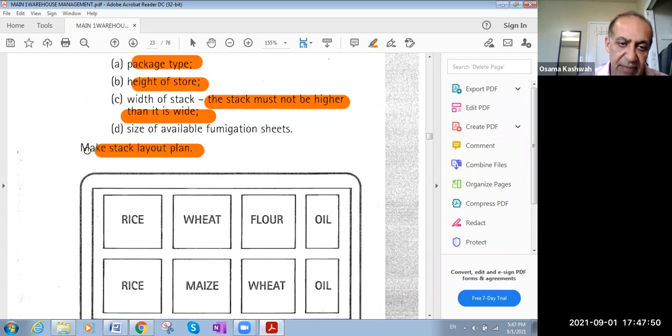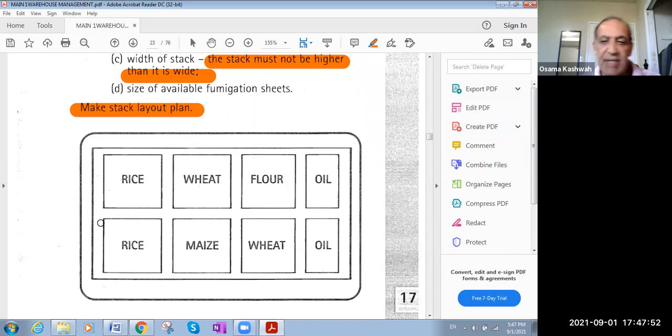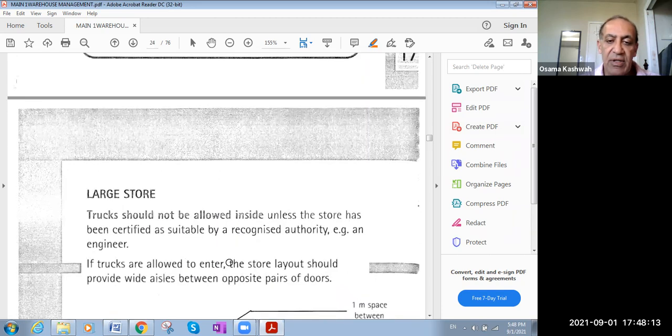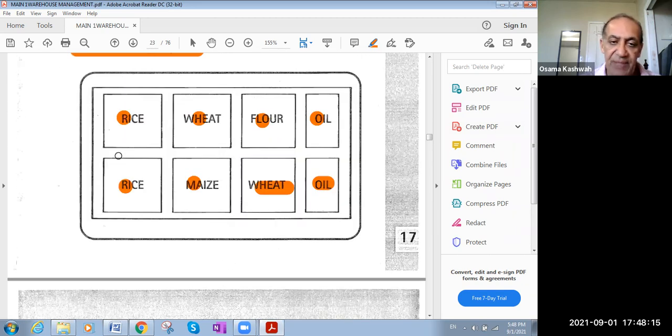Make a stack layout plan. For example, if you are receiving rice, put the rice in one place, the wheat in one place, the flour in one place, and the oil in one place: rice, maize, wheat, oil, and so on. Make a plan and don't put them mixed up together. Just devote a specialized place, or assign a place, for each of them.